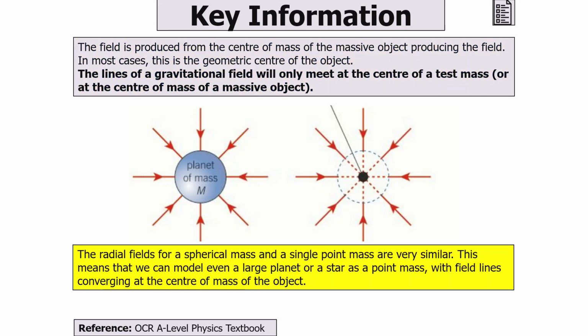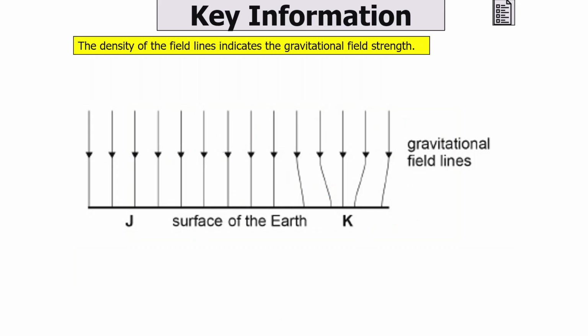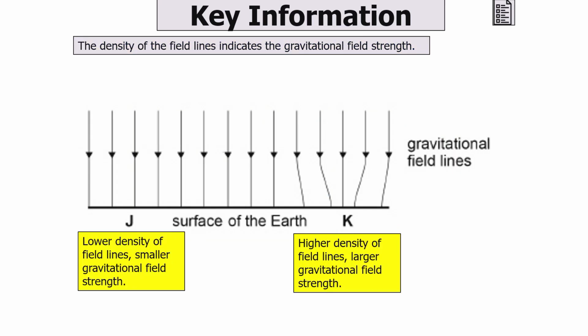Now, as you can see in this diagram, the radial fields for a spherical mass and a single point mass are very similar. This means we can model even a large planet or star as a point mass with field lines converging at the centre of mass of the object. Now, the density of the field lines indicates the gravitational field strength. The lower the density of the field lines, the smaller the gravitational field strength. The higher the density of the field lines, the larger the gravitational field strength.